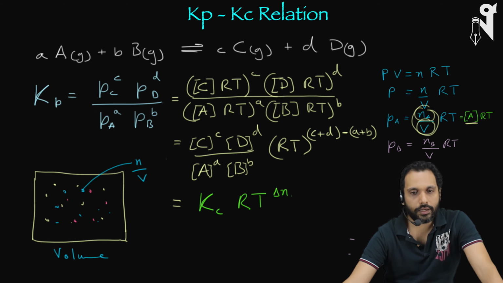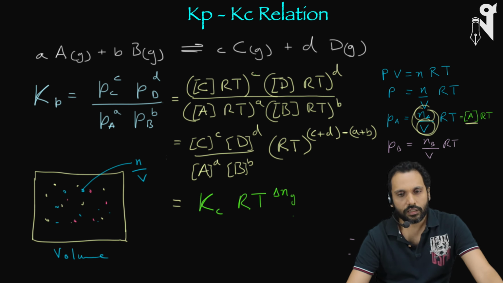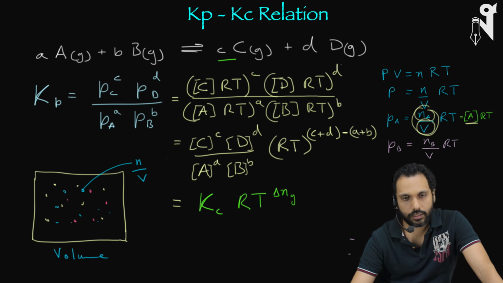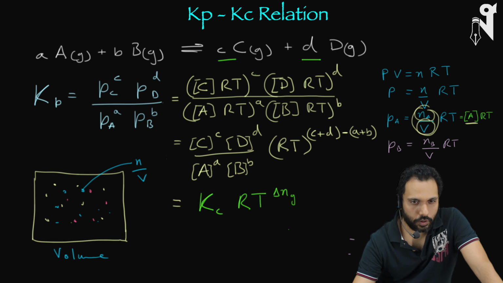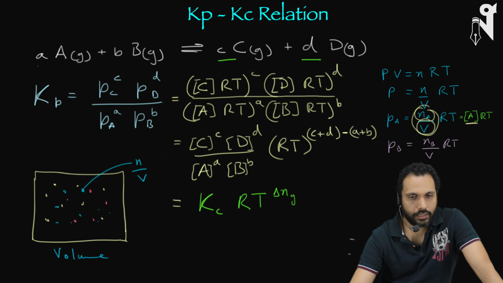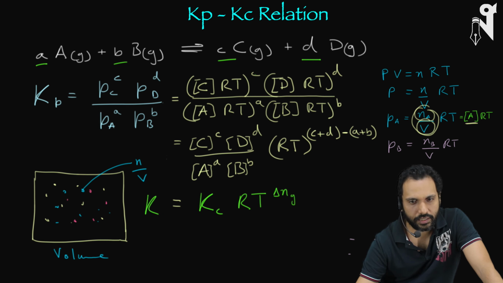So what is that delta Ng? Delta Ng is the sum of coefficients of all the gaseous molecules on the product side, which is your C and D, minus the sum of coefficients of all the gaseous molecules in the balanced reaction on the reactant side. So that's your delta Ng, how many gases in the product minus how many gases in the reactant. So that gives you a Kp-Kc relation.